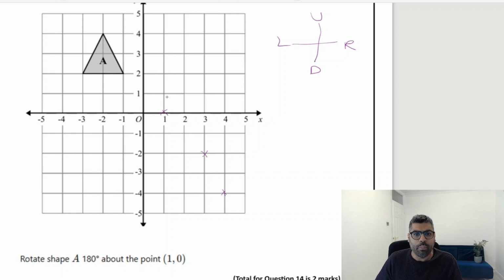And then our final point, we have 2 up and 4 to the left. That's going to make 2 down and 4 to the right. So it's this point here. And then we simply join up the points, and we've then got our rotated shape.